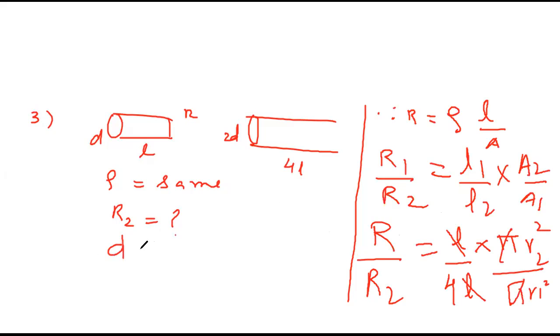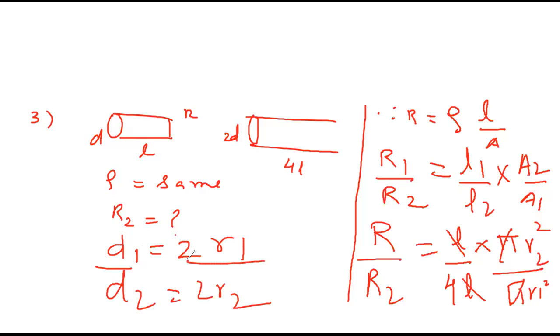See, when D... sir, do you know the ratio of radius is the same as the ratio of diameter? Diameter means double R1, for the second one double R2, so the ratio of radius is the same as the ratio of diameter.